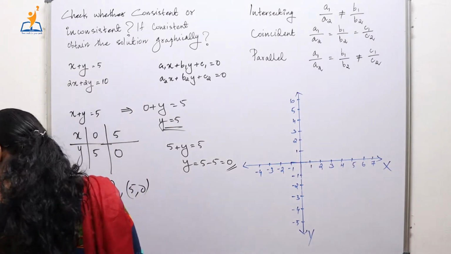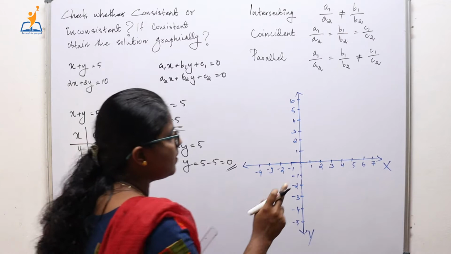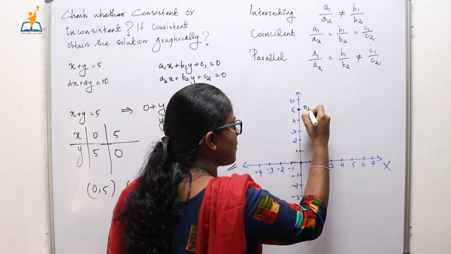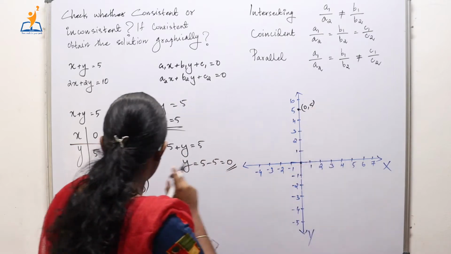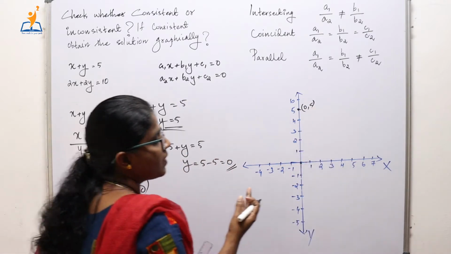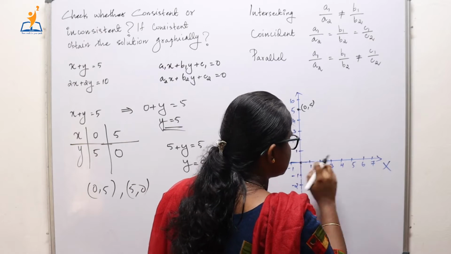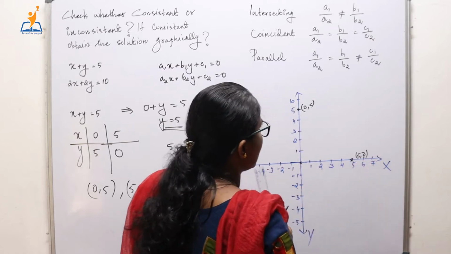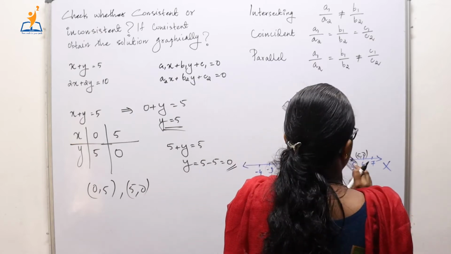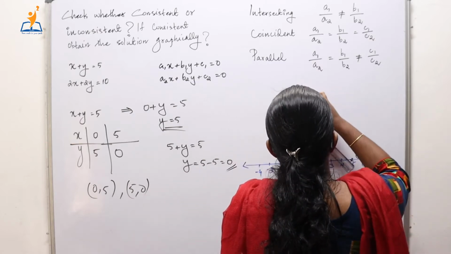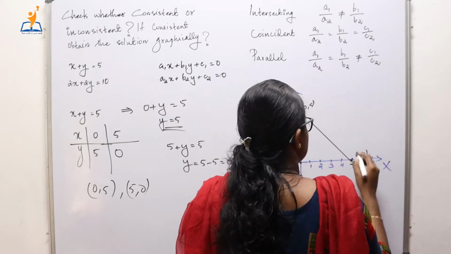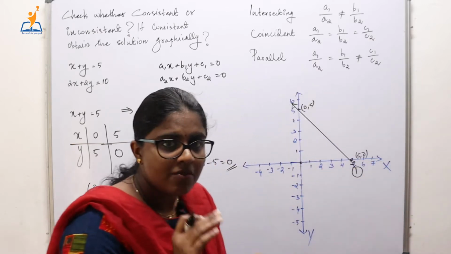Let's draw these two points in the graph. We know that this is 0 and this is 5, so this is our point (0, 5). And again we have (5, 0). This is 5 and this is 0, so we have this point as (5, 0). The line joining (0, 5) and (5, 0) is the required solution of the first equation.